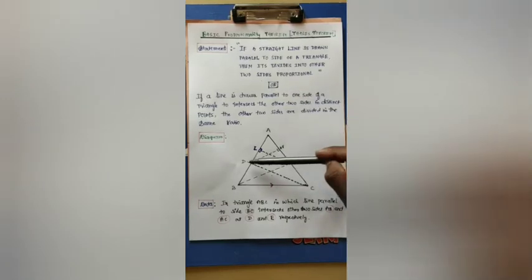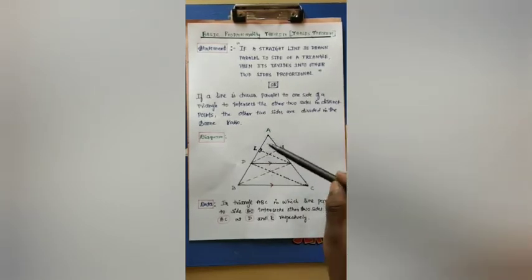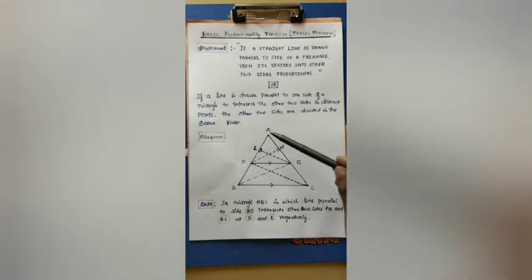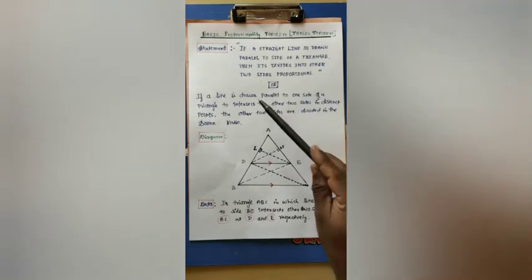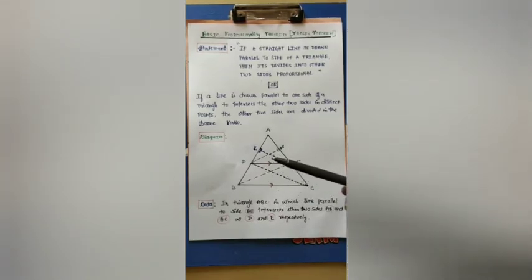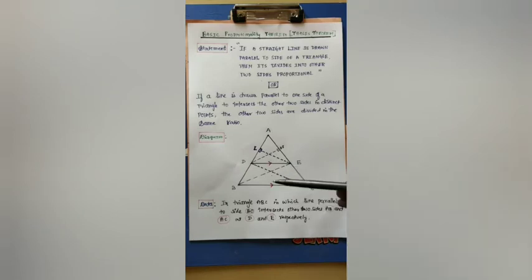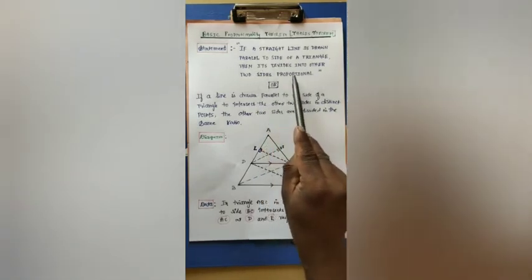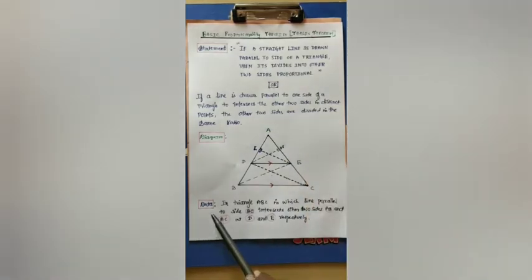Then it divides the other two sides, which are AB and AC. So the straight line DE divides the other two sides AB and AC in the same ratio. So the theorem states that if a straight line is drawn parallel to a side of a triangle, then it divides the other two sides proportionally. Therefore we have the data: in triangle ABC, the line parallel to the side BC intersects the other two sides AB and AC at points D and E respectively. This is the given data.